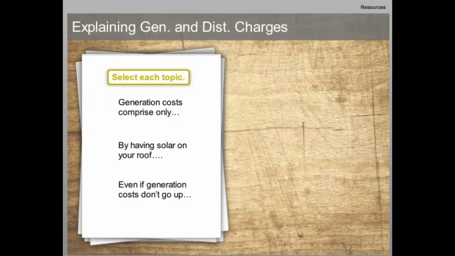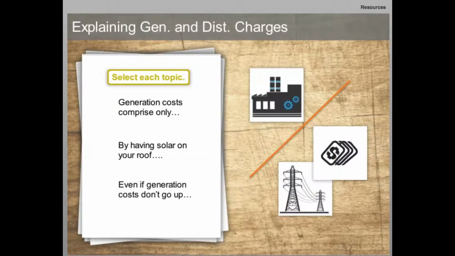Most customers are unaware that only about half of their bill is for the electricity they consumed, and the rest is for the delivery of electricity and other charges. You can use the customer's own bill to demonstrate this and build the pain with the customer.